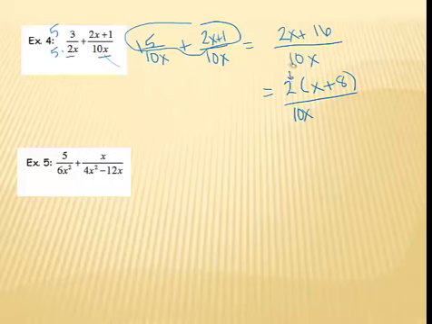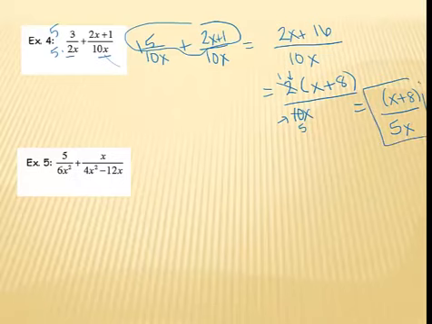Notice that these are monomials, so I can reduce these. Well, 2 goes into 2 once, and 2 goes into 10 5 times. So my real answer is going to be x plus 8 all over 5x. There's nothing else I can do because that's a binomial on top, and this is a monomial on the bottom. That's probably one of the easiest ones we're going to run into.